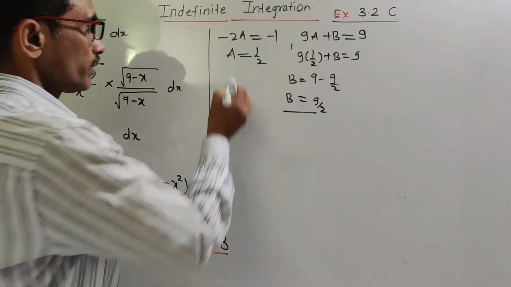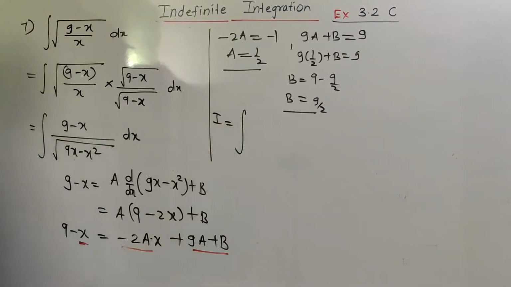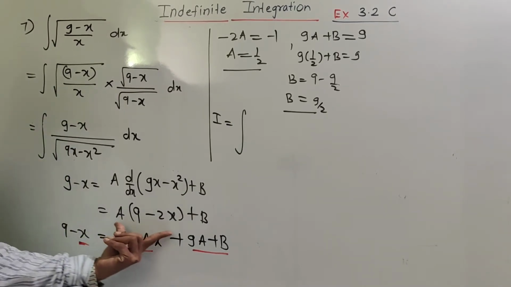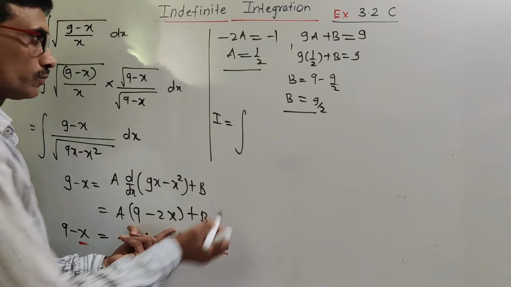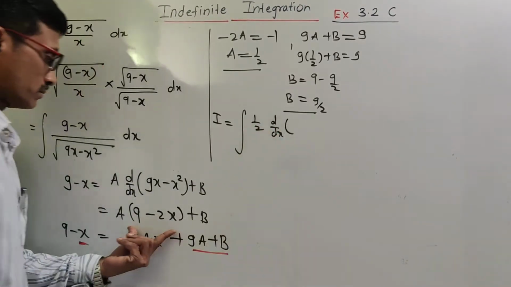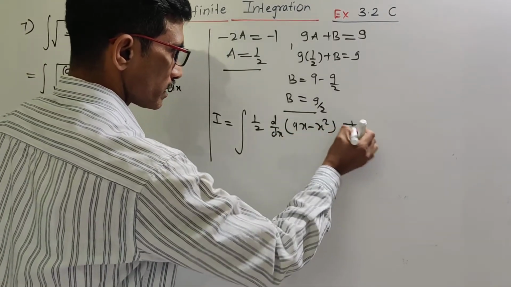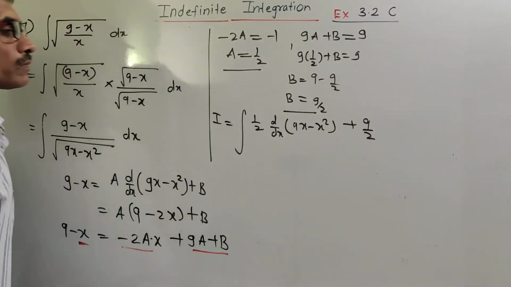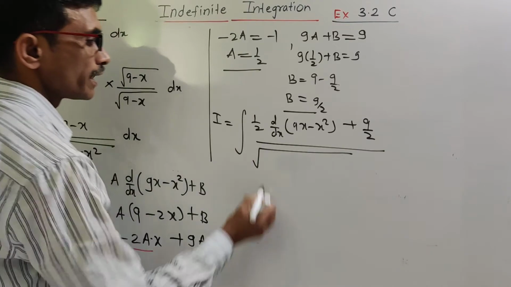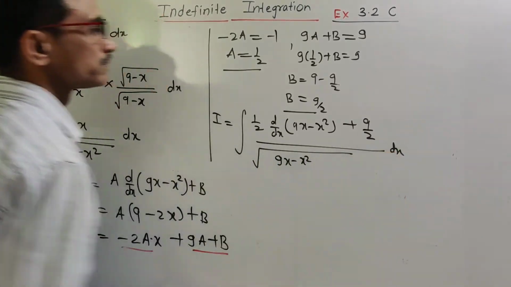After getting a and b, write the integral I is equal to the numerator 9 minus x. Write it in place of this. It is a into, that is, 1 by 2 into d dx of 9x minus x square, plus b, that is 9 by 2, upon root of 9x minus x square dx.